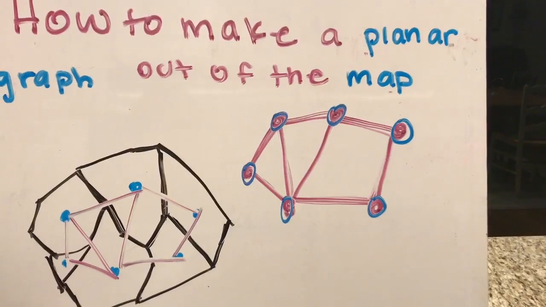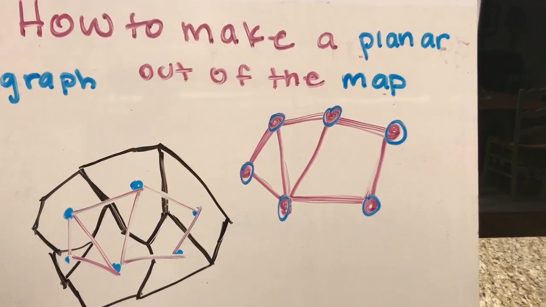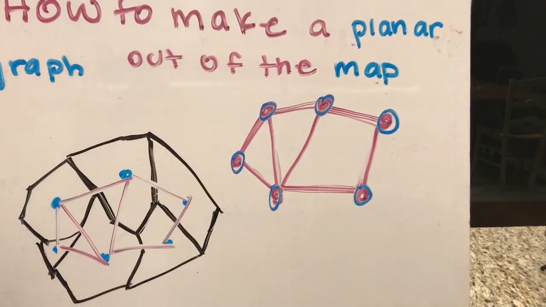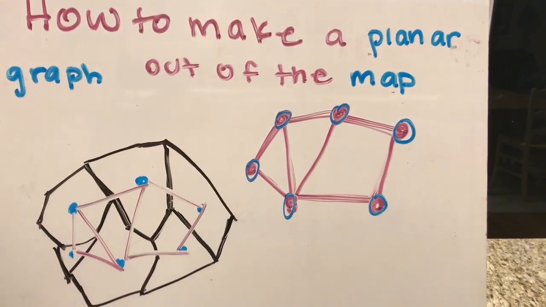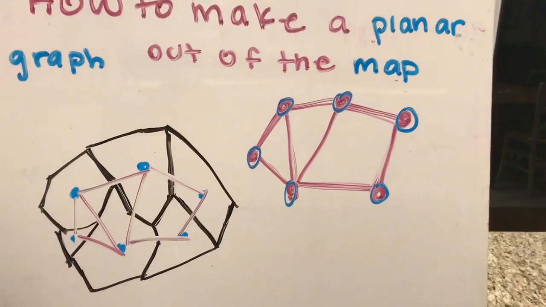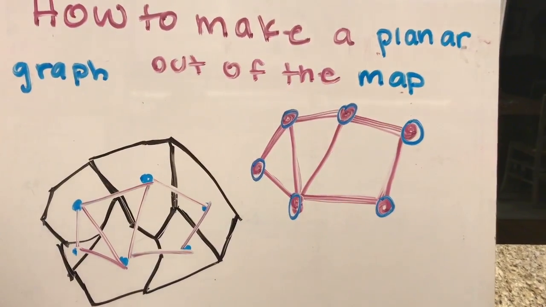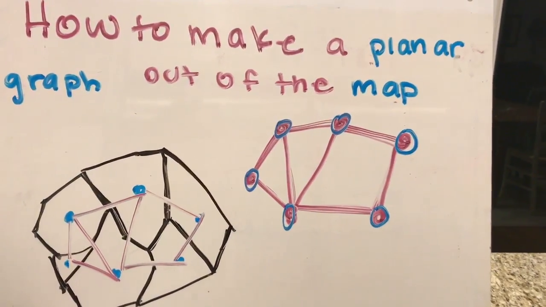While trying to solve the four-color theorem, mathematicians would use a method where they turn maps into planar graphs. They would start by placing a vertex in the center of each country, then connecting each vertex with lines. The end result would be a planar graph.